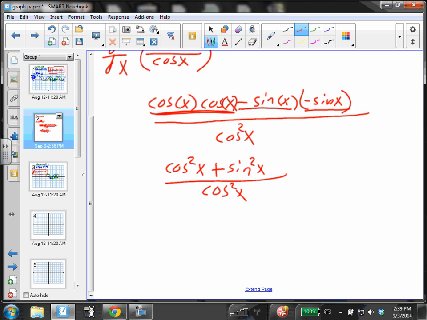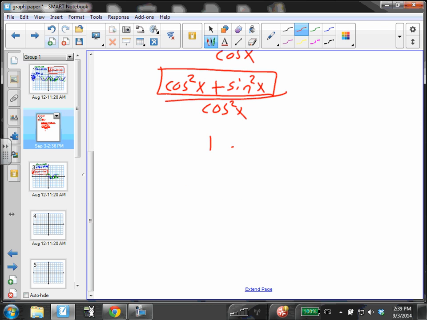This top part is actually a trigonometric identity. It's one of the Pythagorean identities. And the Pythagorean identities say that sine squared plus cosine squared, or you could have it this way, cosine squared plus sine squared is equal to 1. So this top is exactly always equal to 1. So I'm going to change the top to 1.